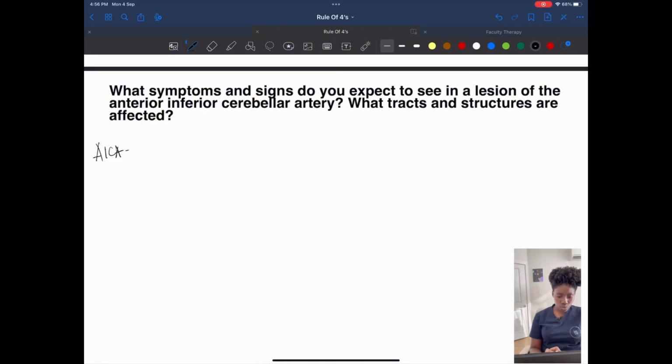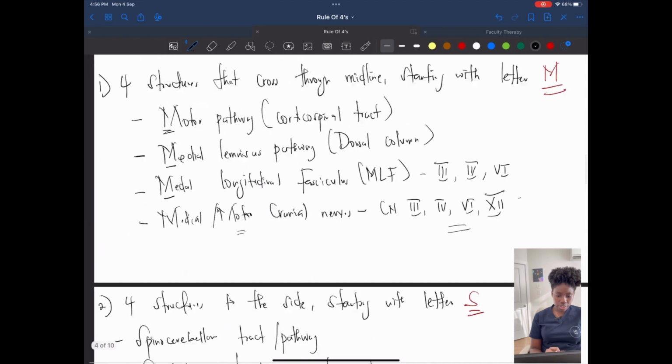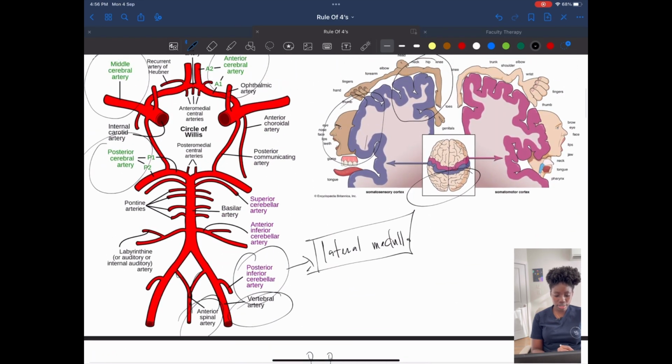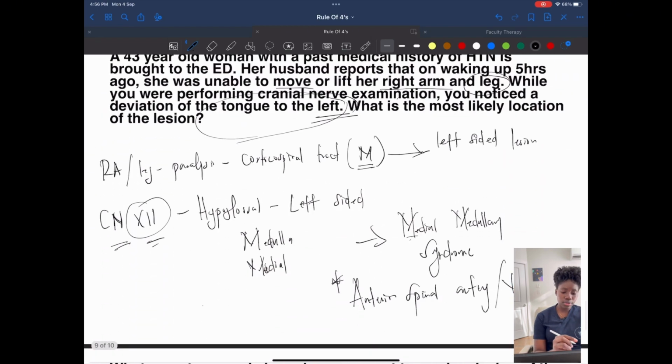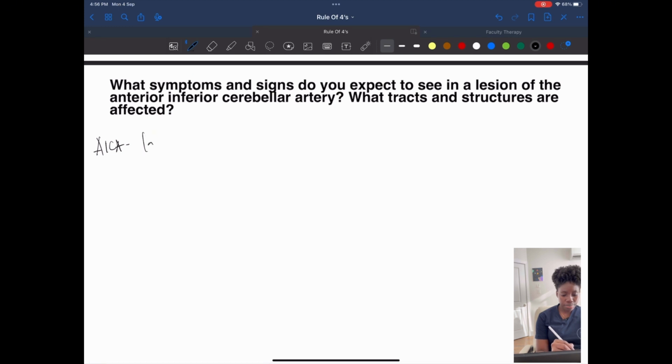Okay, so we check our vessel here. Okay, so this is medulla technically. So we have the pons here. So the anterior inferior cerebellar artery supplies the pons, and it particularly supplies the lateral pons. So if we're saying that it supplies the lateral pons, now what are the tracts and structures that we're expecting to see? So let's start with, we're saying it's lateral, right? So what are the structures that run laterally?